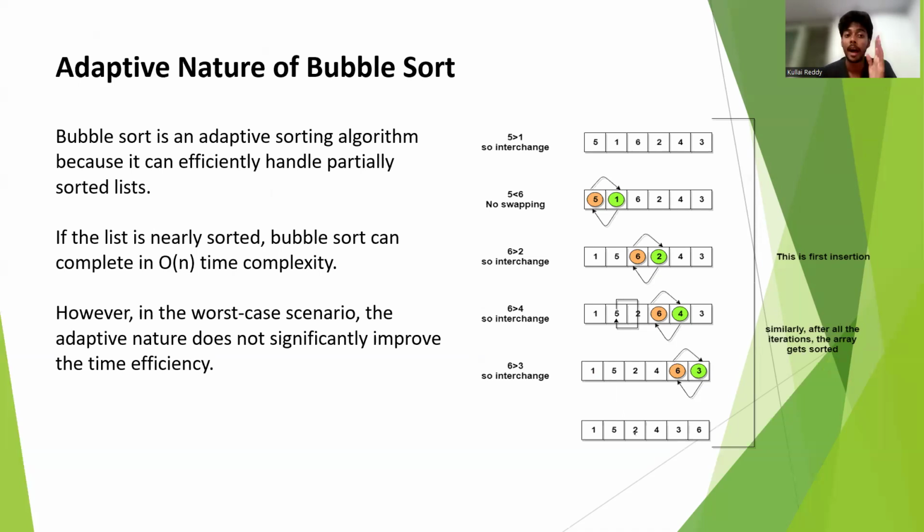So the adaptive nature is nothing but that it can efficiently handle partially sorted lists also, and if it is nearly sorted, bubble sort can complete in O(n) time complexity. However, in the worst case scenario, the adaptive nature does not significantly improve the time efficiency either.